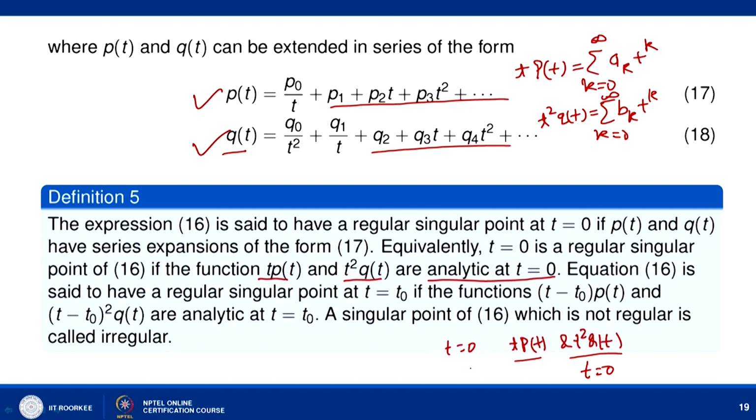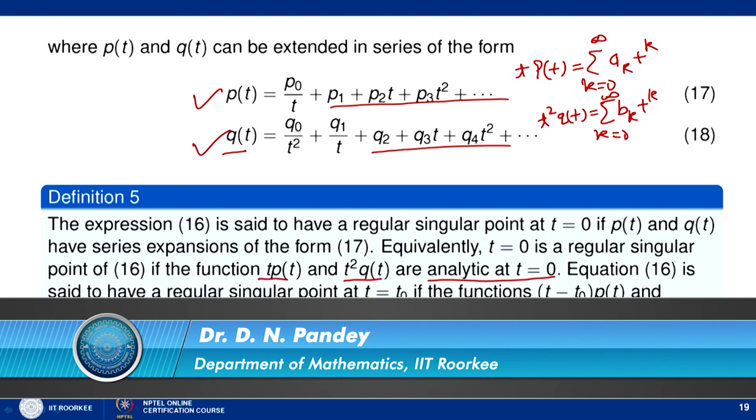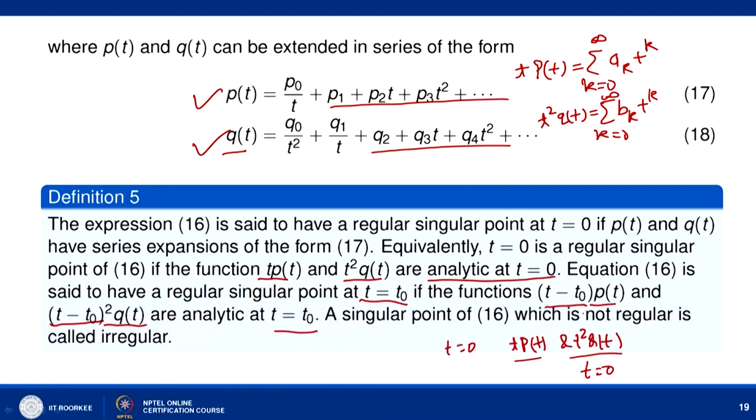In this case we call t equal to 0 a regular singular point, and in general for t equal to t naught we say that equation 16 is said to have a regular singular point at t equal to t naught if the functions (t minus t naught) p(t) and (t minus t naught) whole square q(t) are analytic at t equal to t naught, meaning they have Taylor series expansions at the point t equal to t naught. A singular point of 16 which is not regular is called an irregular singular point.